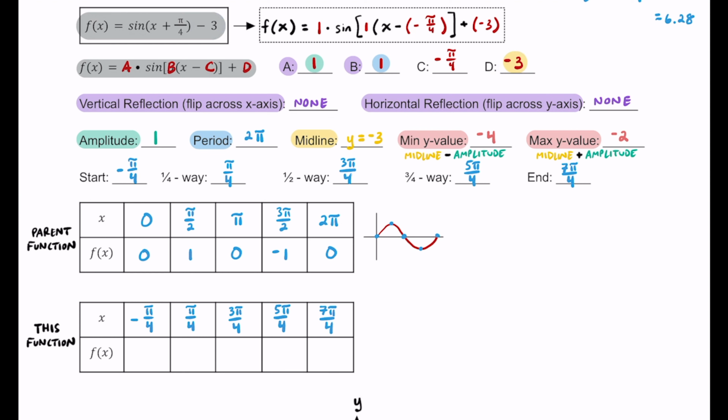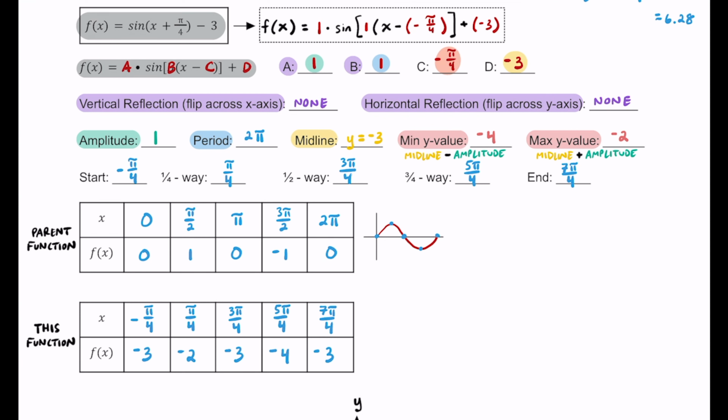So what we're going to do is take this 0 here, and let's take away 3. If we take 0 and take away 3, that's going to leave us with a negative 3. And if we go ahead and take this 1 over here and take away 3, that's going to leave us at negative 2. If we take the 0, take away 3, that brings us down to negative 3. If we have this negative 1 and we take away 3, that's going to leave us at negative 4. And finally, if we have this 0 and we take away 3, that's going to be at negative 3.